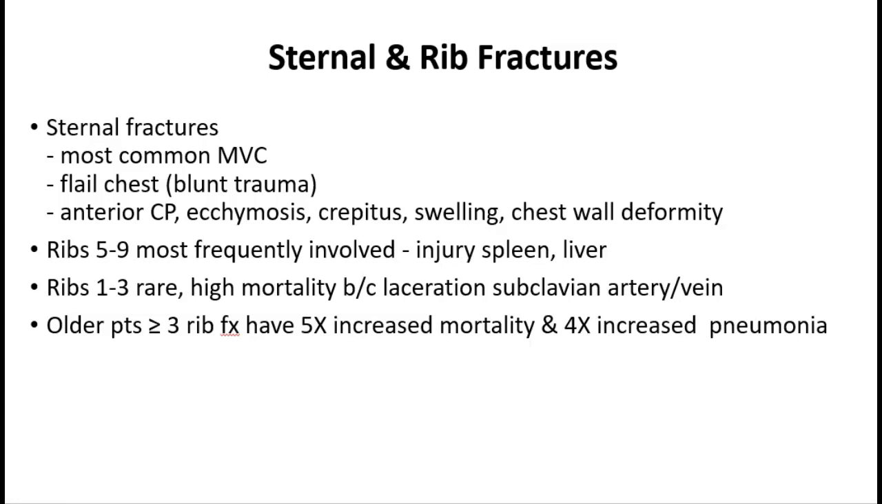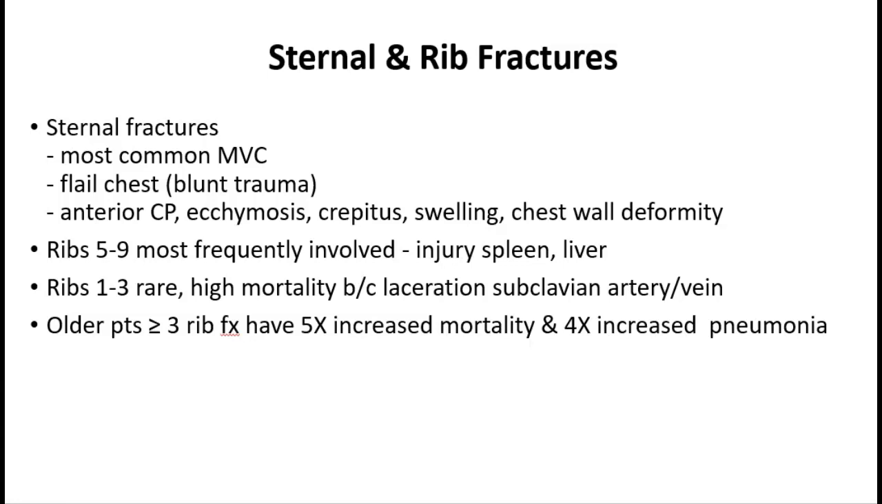So ribs 5 through 9, those are the ones that are not as large as 1 through 3. And these are the ones that underneath are lying our liver and our spleen. So these people often will have like a spleen laceration, liver laceration. Very hard to break ribs 1 through 3. But if you do that through that blunt trauma, there's a lot of vasculature that's through there, including the subclavian artery, and people can bleed out pretty quickly. And our older folks do not tend to do as well with rib fractures. So if they have at least 3 rib fractures, they're more than 5 times likely to die from it.